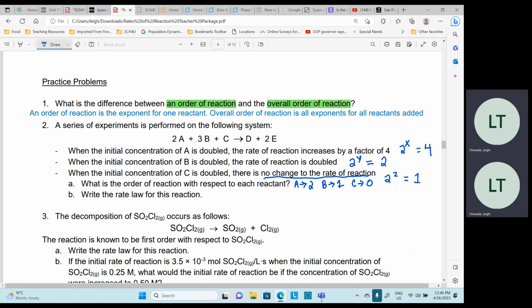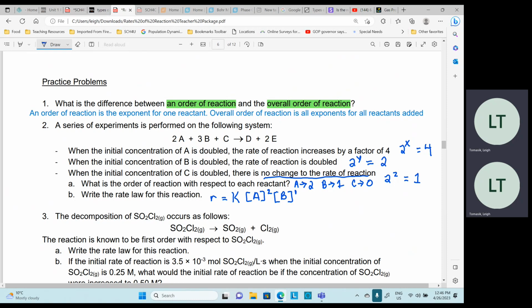Okay, so it says write the rate law for the reaction. So the rate law starts with R equals, and then there's some value of K. And then it will be constant times the concentration of A squared times the concentration of B. And C has no effect, so we don't need to even write it. We can write just B, or we can write B to the 1, right?